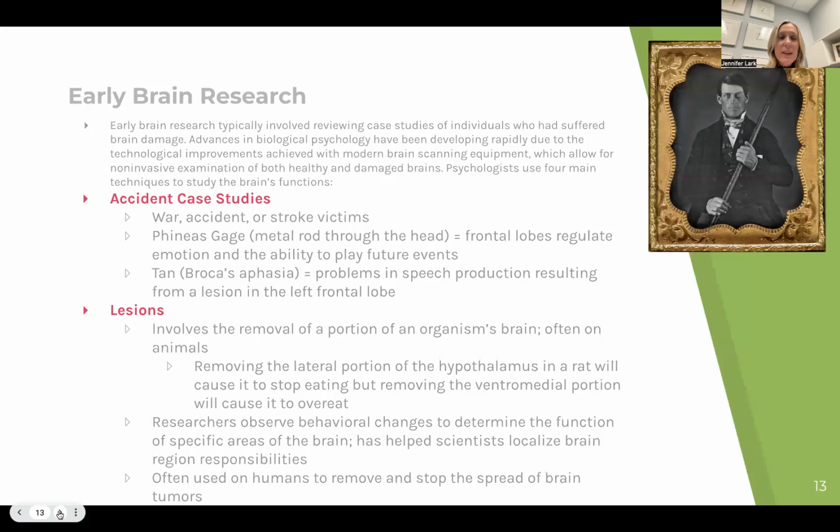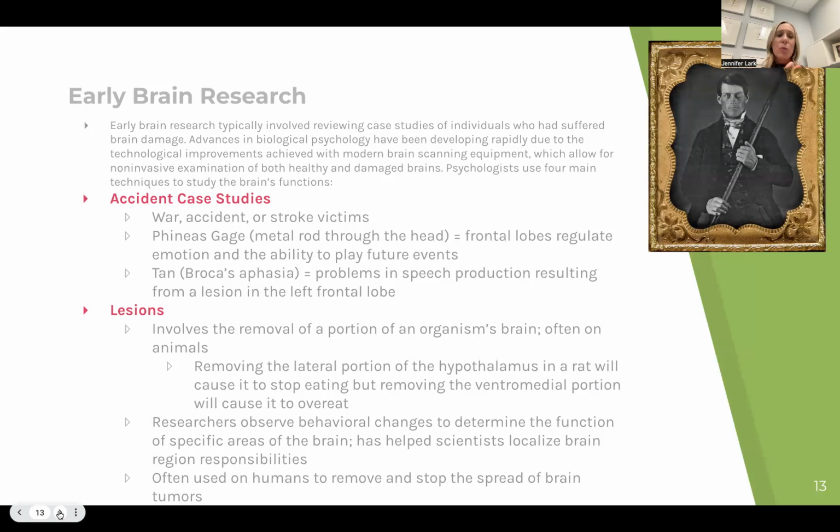Let's briefly talk about early methods of brain research, and then we'll move forward with the technology tools that we have today to look at different parts of the brain. So early brain research typically involved looking at case studies of individuals who suffered brain damage, and then looking at how they acted in the world to see if there was a connection between what part of the brain was damaged and what we noticed in terms of somebody's thoughts, emotions, and behavior. But thanks to advances in biological psychology, we have a lot of new ways of looking at the brain. But here are some old ones.